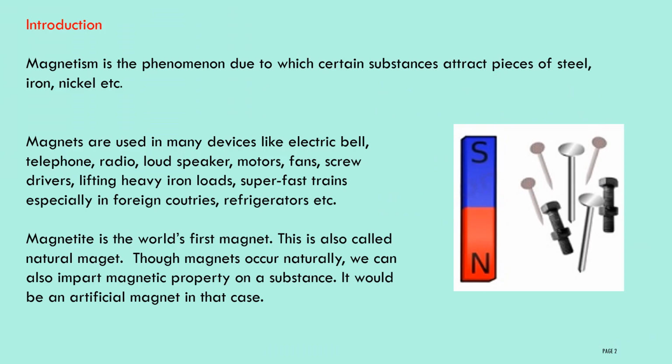Let us discuss what is meant by magnetism. Magnetism is the phenomenon due to which certain substances attract pieces of steel, iron, nickel, etc. Here magnetism is nothing but a magnet. It will attract a substance like a piece of steel, iron, nickel, etc. This phenomenon we call magnetism.